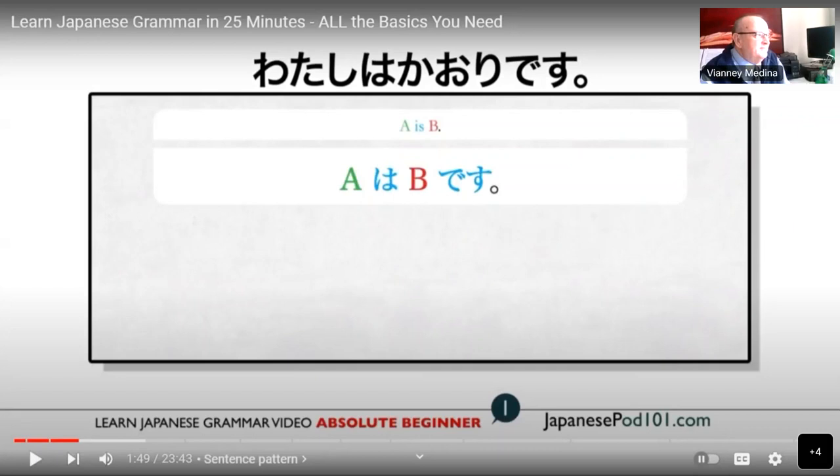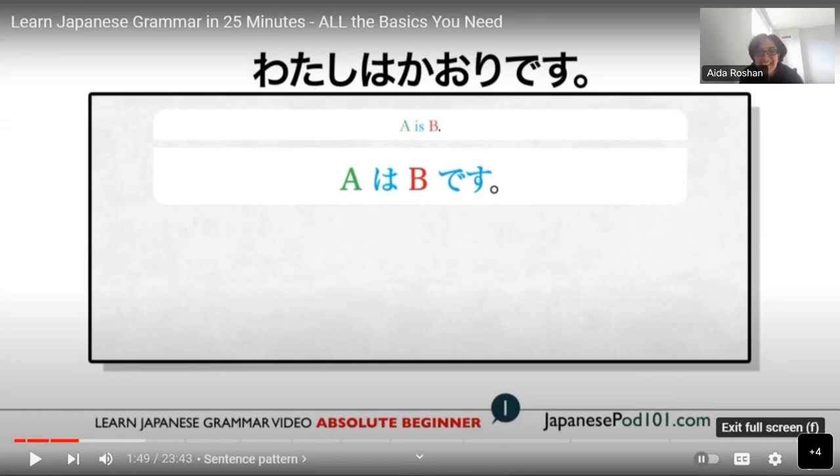Hajimemashite. Yeah. Last session, he taught us Japanese. Arigato means thanks. Eileen has a definite advantage over the rest of us.